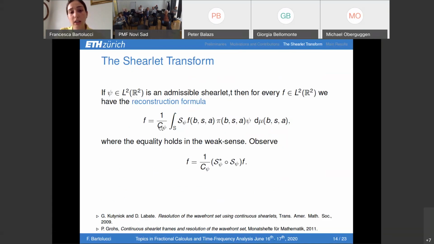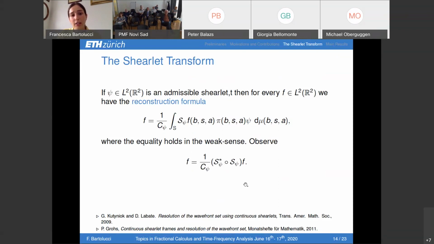This reconstruction formula in general is to be read in the weak sense, but if we impose conditions of smoothness or decay on the window and we restrict the signals that we want to recover, this formula can also hold pointwise. And we observe that this reconstruction formula can be written in terms of the Shearlet transform and its adjoint. In particular, this formula states that the Shearlet transform is injective and the adjoint of the Shearlet transform is surjective.